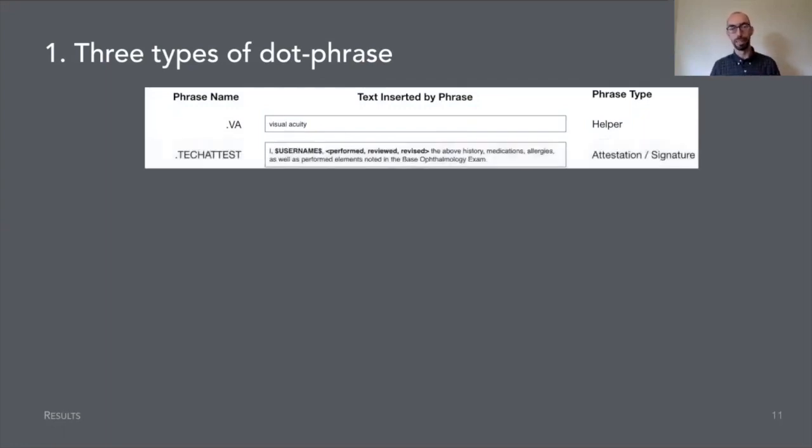A second type of phrase that we saw really commonly was an attestation or signature phrase. And this is really more of a workflow phrase. When a provider has written a note, or their staff members or technician has put in a portion of text in the note, they need to then sign and say, I attest that this portion of the note that I just edited is correct. So after editing it, a technician or a provider might use a phrase like this to drop in a phrase that says, I, technician so-and-so, or provider so-and-so, attest that this information is correct.